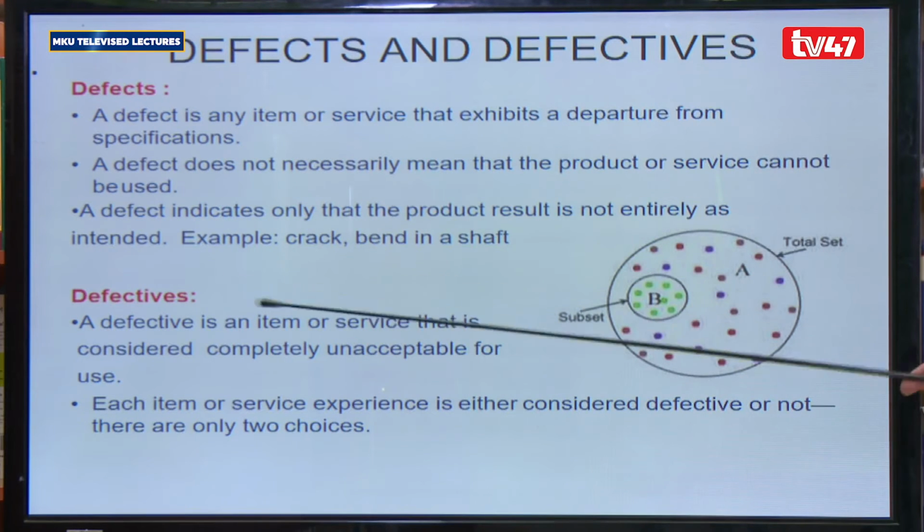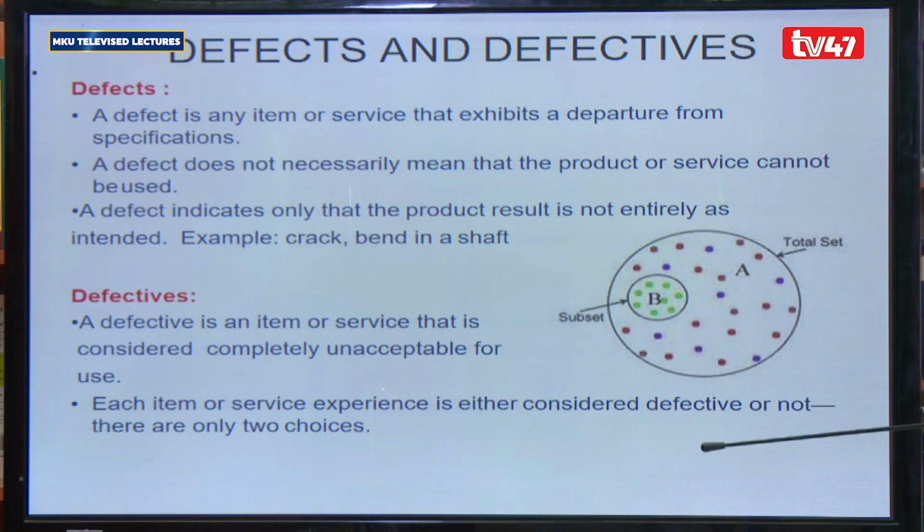Then we have a defective. A defective is an item or a service that is considered completely unacceptable. So each item or service experienced is either considered defective or not. There are only two choices. So we can either have a defective or not a defective.